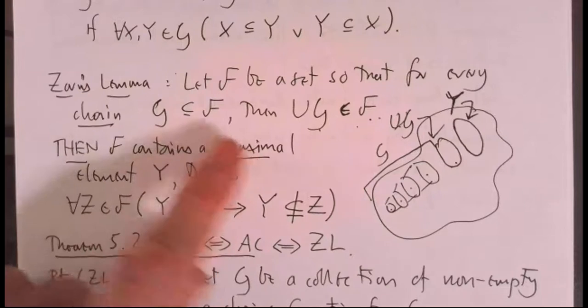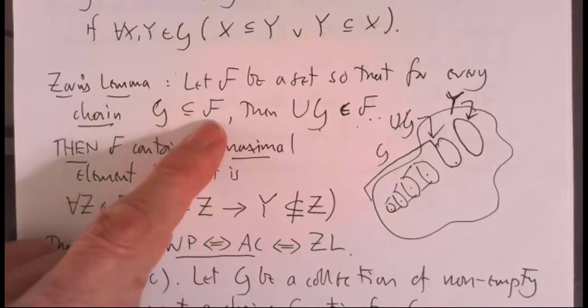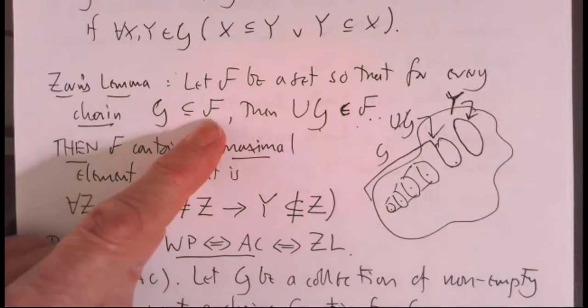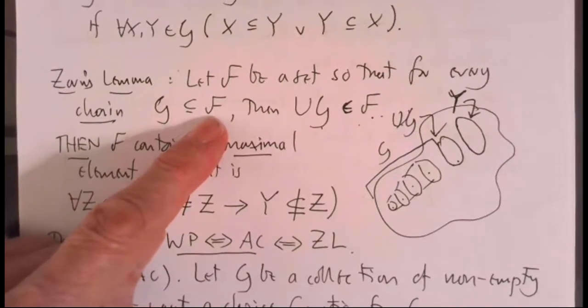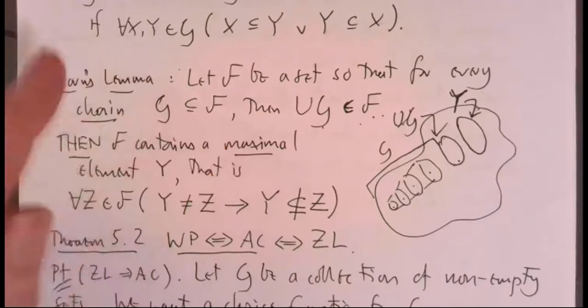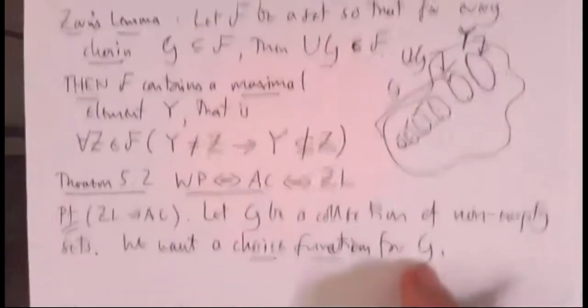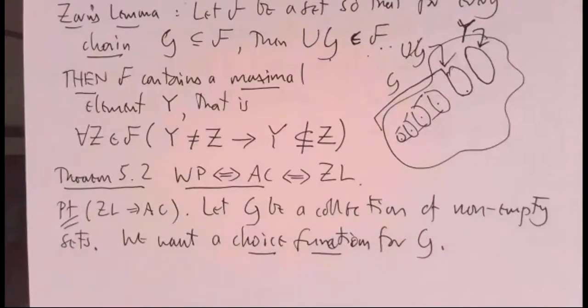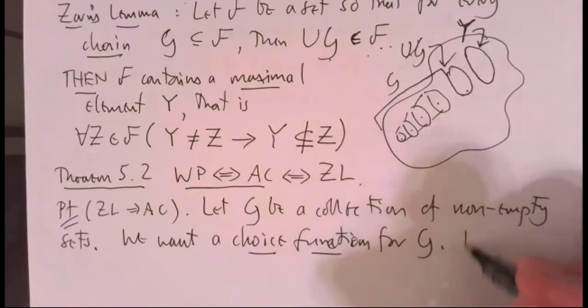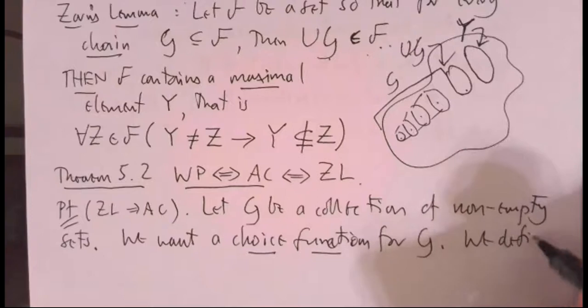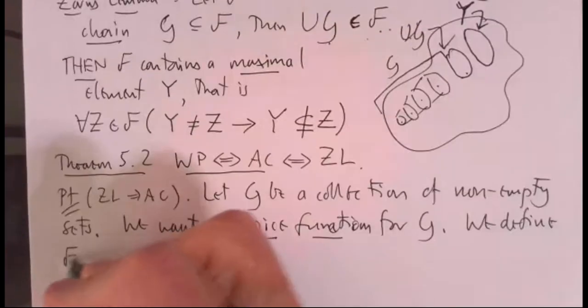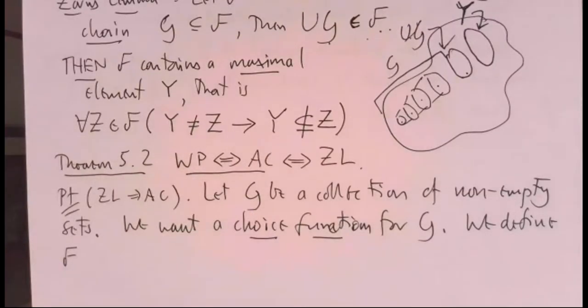One way to achieve this is to think of F as being the collection of all approximations to choice functions for G, perhaps a little bit of some final choice function. So that's what we do. We define F to be the set of all partial choice functions.